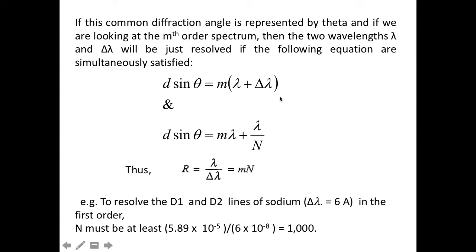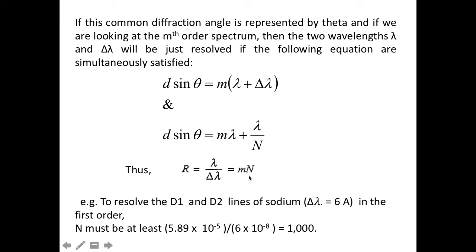So if you compare these equations, lambda/N is equal to m delta lambda. So you can write lambda upon delta lambda is equal to m times N. Okay, so we can use this equation to find out how many lines are required to identify the sodium D1 and D2 lines.